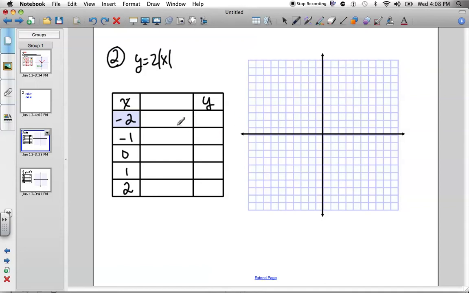Let's look at a couple others. Y equals 2 times the absolute value of x. In this one, you have to find the absolute value of the x piece first, and then multiply that times 2. So when we plug these in, what's the absolute value of -2? It's 2. What's 2 times 2? It's just 4.